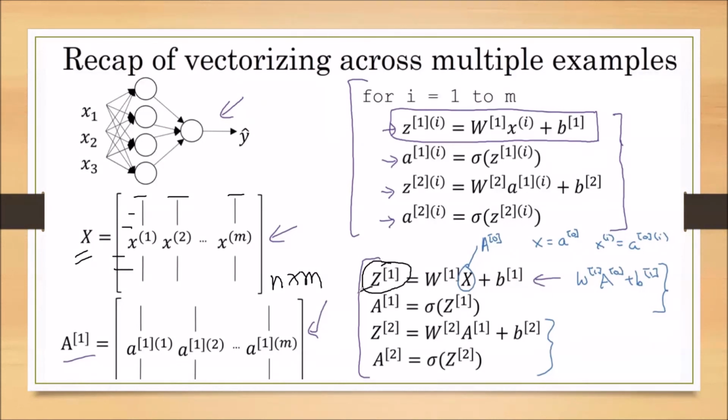From this Z1, we calculate A1. From this A1, we calculate Z2. From this Z2, we calculate A2. This is how we have vectorized. In this vectorization, we have only changed the way of representing X. Instead of representing only one training sample, we extended our representation to M training samples. And finally, we get Z, a matrix containing the Z values of all training samples for the first layer.